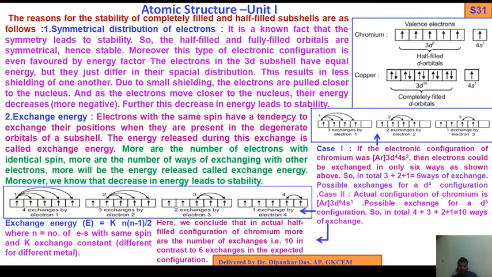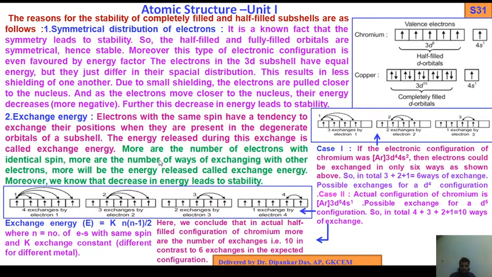Electrons with the same spin have a tendency to exchange their positions when they are present in the degenerate orbitals of a subshell. The energy released during this exchange is called exchange energy.